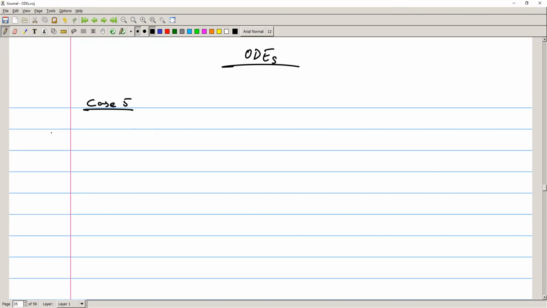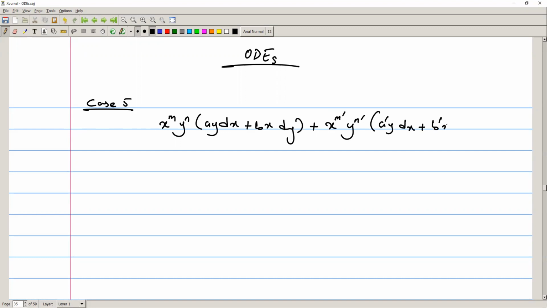So case number 5 is for the type of equations that are given x to the power m, y to the power n, where m and n are integers, times (ay dx plus bx dy), plus x to the power m prime, y to the power n prime, where m prime and n prime are also integers, times (a prime y dx plus b prime x dy) is equal to 0.